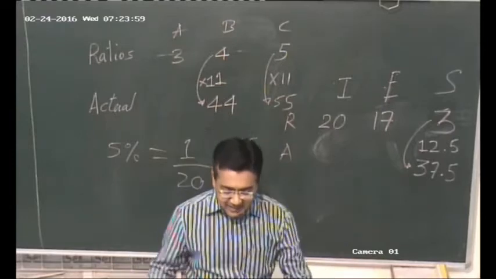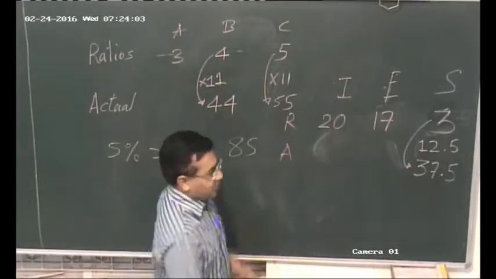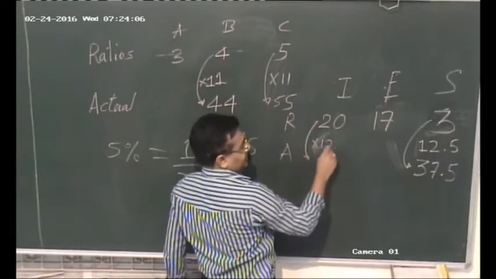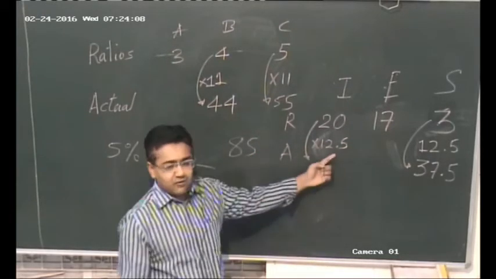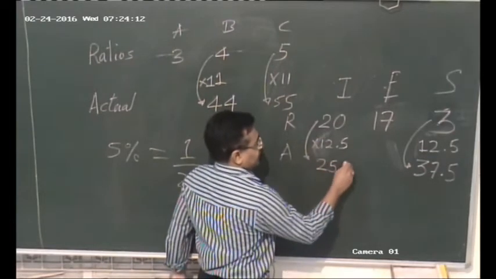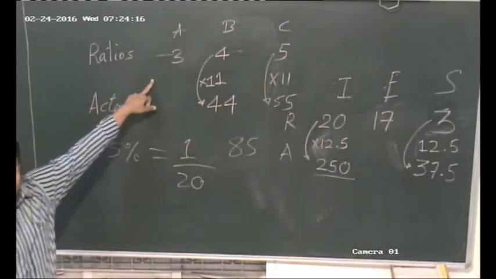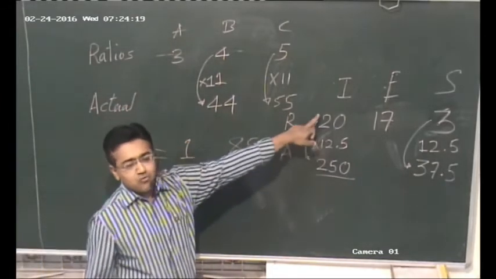And as a result, what is he asking? He is asking you his salary, which is basically this income. So if I multiply this ratio by 12.5, what is double of 12.5? 25. So that makes it 250 rupees as his salary. So the simple concept that I just learned here, ratios, I have tried to show how we can use it.